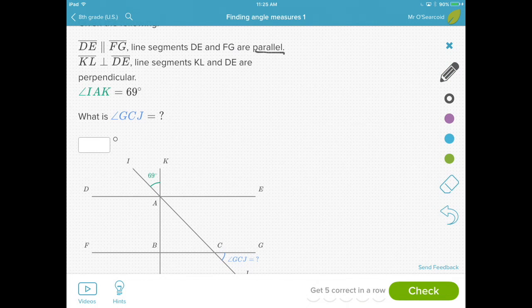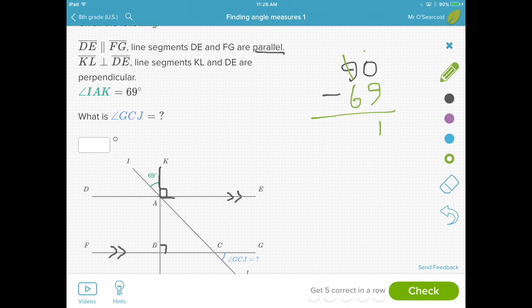Okay, if we notice first of all that these two lines are parallel, that will tell us that the line that transverses them is cutting these two and creates congruent angles all across. We also know that the line KL to DE is perpendicular, which means that we've got a 90-degree transversal also, which means that this 69 degrees, we can actually subtract it from 90 degrees, and that's going to give us the measure of an angle which we can find useful.